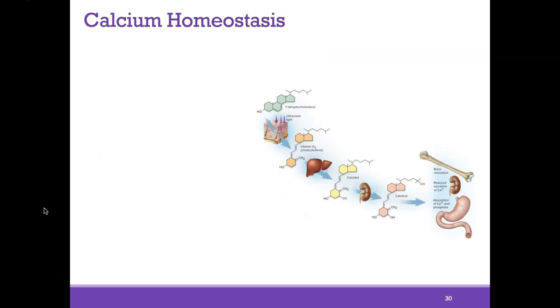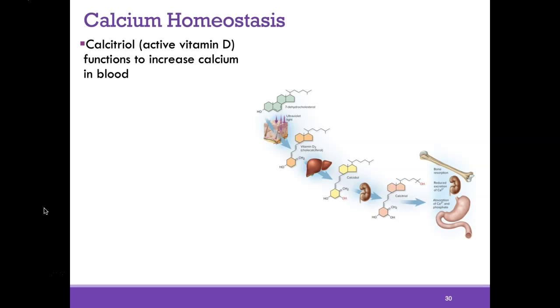Now that we understand just how critical blood calcium level is, let's explain how the body controls calcium homeostasis. How do we make sure that we have the right amount of calcium in our blood at all times? Well, we have three important hormones that help our body regulate calcium homeostasis. The first is calcitriol, also known as active vitamin D. Calcitriol functions to increase calcium in the blood.